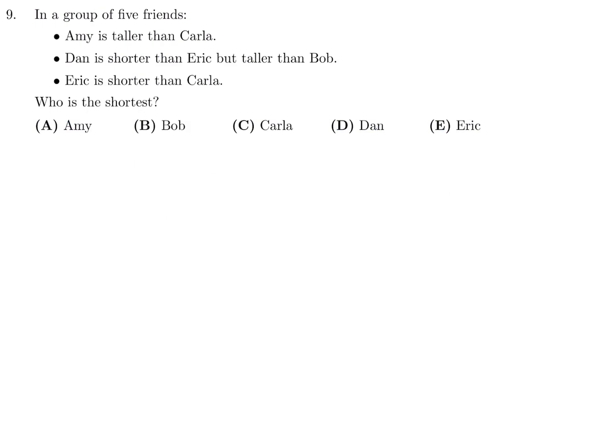A group of 5 friends. Amy is taller than Carla. Dan is shorter than Eric, but taller than Bob. Eric is shorter than Carla. Who is the shortest? Amy is taller than Carla. Dan is shorter than Eric, so put it like that. But he is taller than Bob, so he's greater than Bob, like that.